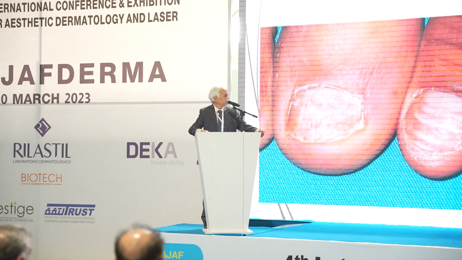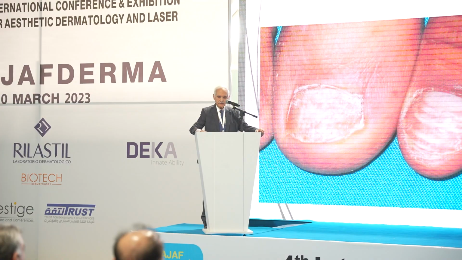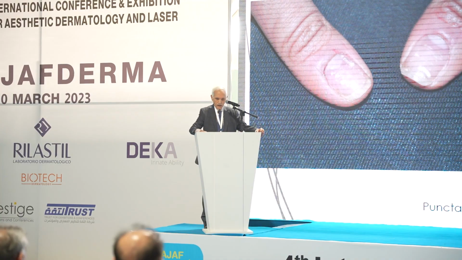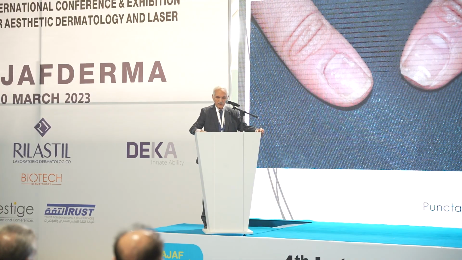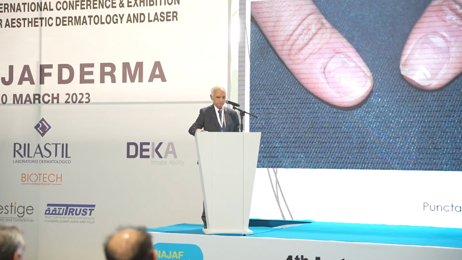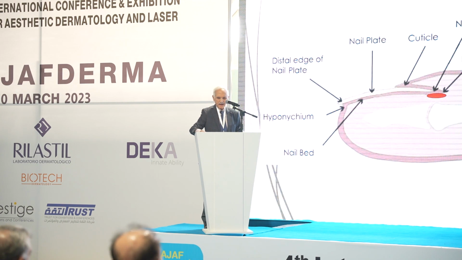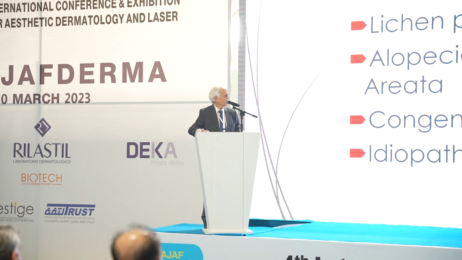We all know that leukonychia is a very common feature of onychomycosis. Punctate leukonychia is usually due to repeated minor trauma to the matrix. Here we have another sign of matrix involvement, which is a red spot in the lunula, which is the result of modification of the amount of blood beneath the nail. Red lunula could be seen in lichen planus, alopecia areata, and congenital or idiopathic cases.